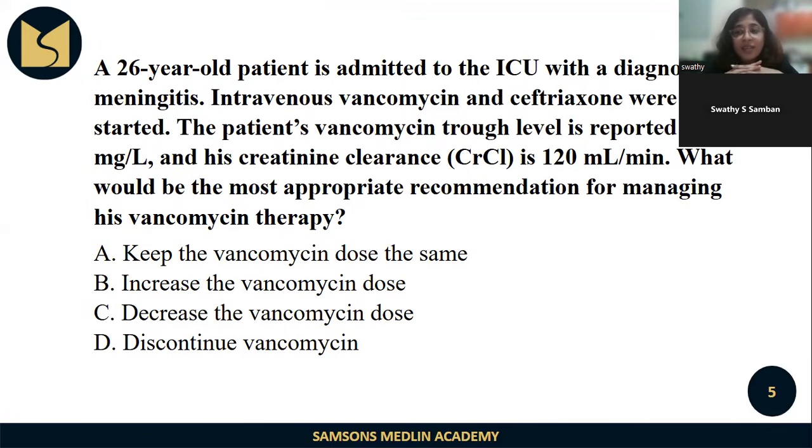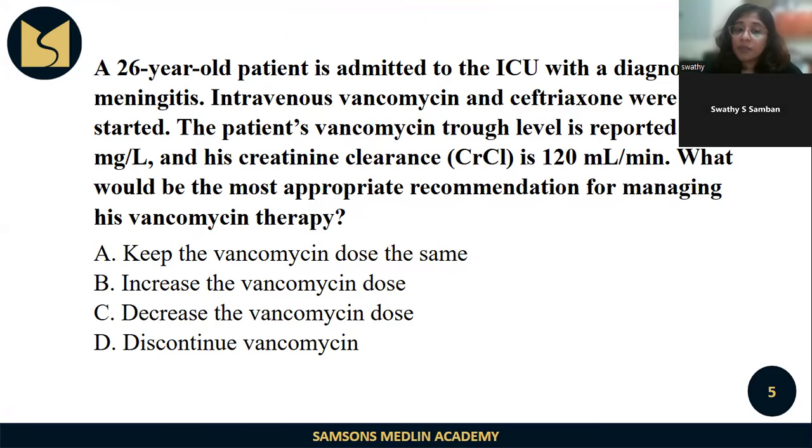So now we have a case scenario. A 26-year-old patient is admitted to the ICU and is diagnosed with meningitis. Intravenous vancomycin and ceftriaxone were started. The patient's vancomycin trough level is reported as 10 mg per liter, and the creatinine clearance of the patient is given as 120 ml per minute. What would be the most appropriate recommendation for managing his vancomycin therapy?